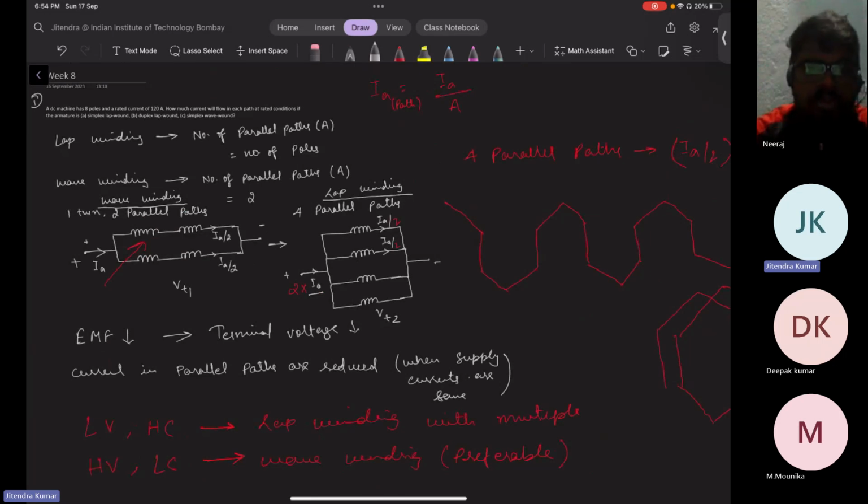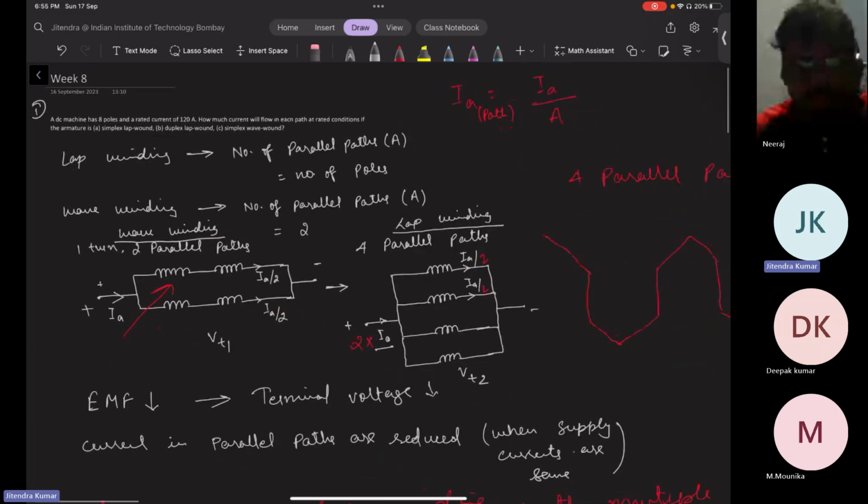Could you please repeat what you are saying in duplex winding and in double layer winding? In duplex winding, you are saying that the number of parallel paths will be double the number of poles, right? Am I correct? Yes, sir. And in double layer winding, you are saying the number of parallel paths is equal to the number of poles. No, that is not correct. Duplex winding and double layer wave winding are the same.